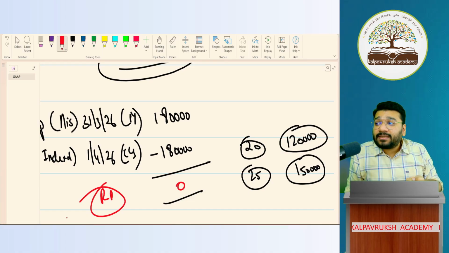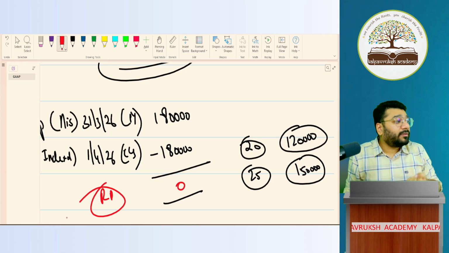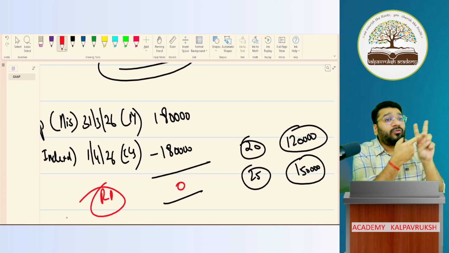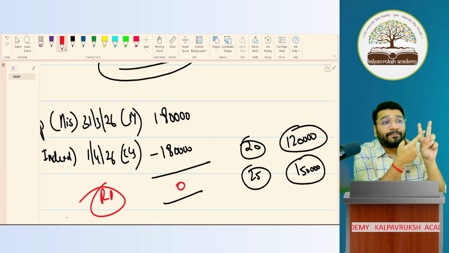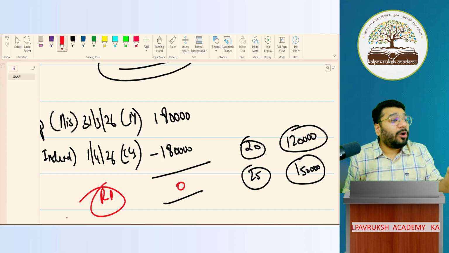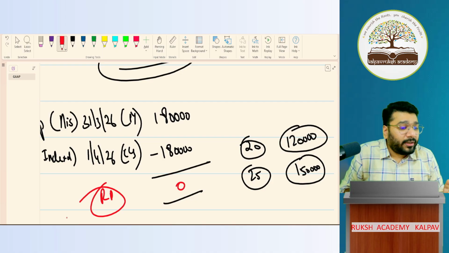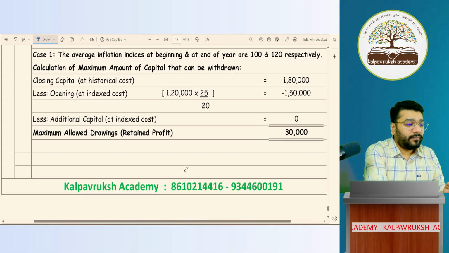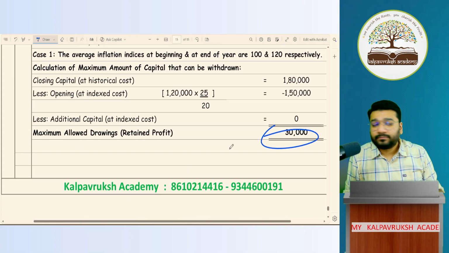So in business, the net profit you earn has two components. One is inflation component, one is retained profit. Out of these two, which has to be retained in the business? Inflation profit has to be retained in the business so that you have the remaining retained profit which you can enjoy. Got it, not got it? Any problem? No.